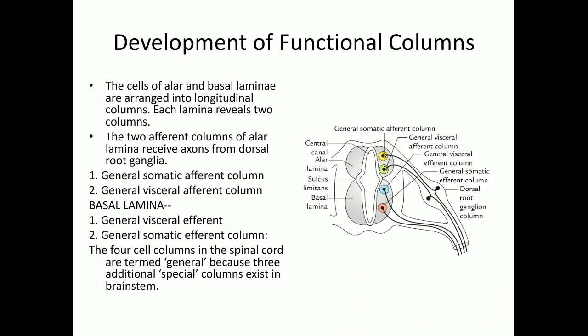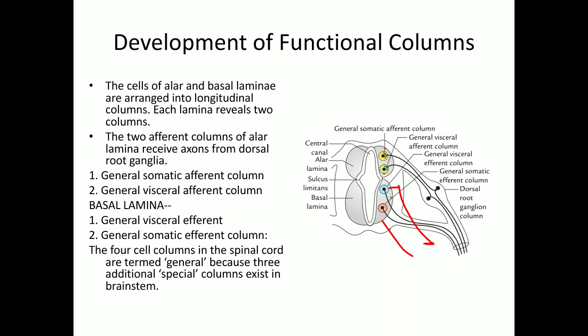Now coming to the development of functional columns. The cells of the basal lamina and alar lamina are arranged in longitudinal columns. You can see 1, 2, 3 and 4. These cells are arranged in longitudinal columns, with two afferent columns of the alar lamina and two efferent columns of the basal lamina.